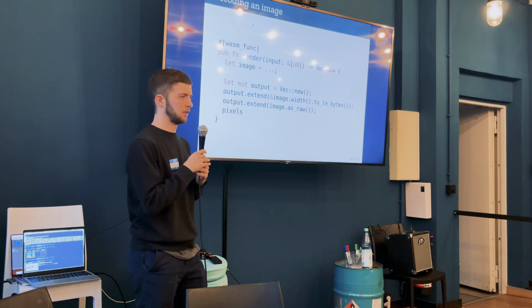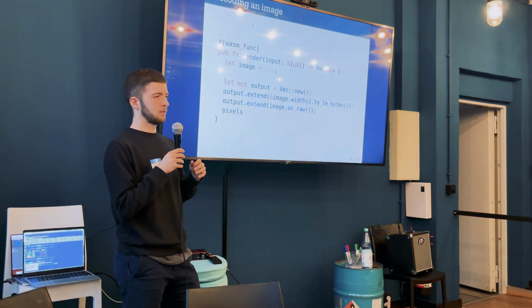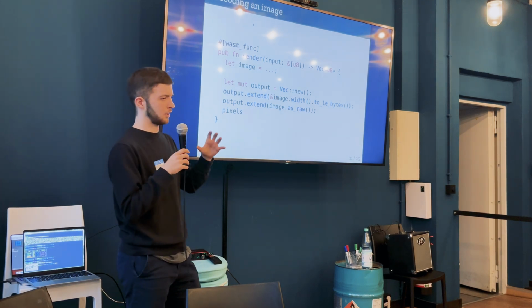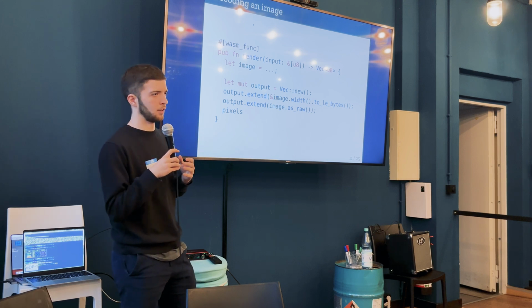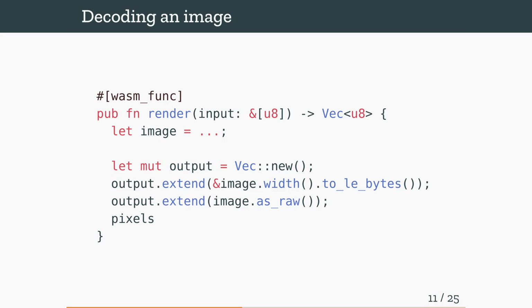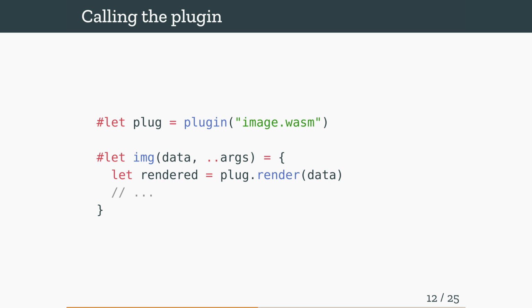Now we need to convert this whole thing to a structure that can be read by the Typst side. We therefore define a new vector that contains the output bytes. We put the width in there as little endian, and then the raw image bytes. We don't need a height because we can just calculate the height from the length of the image and the width.